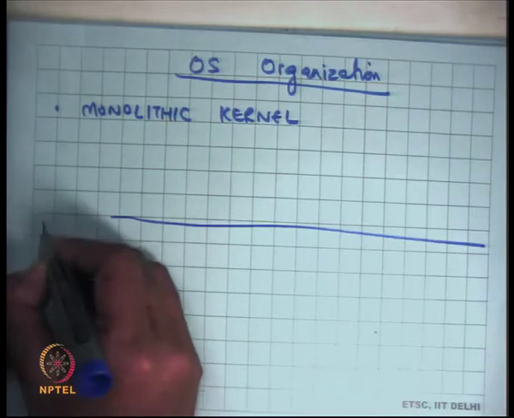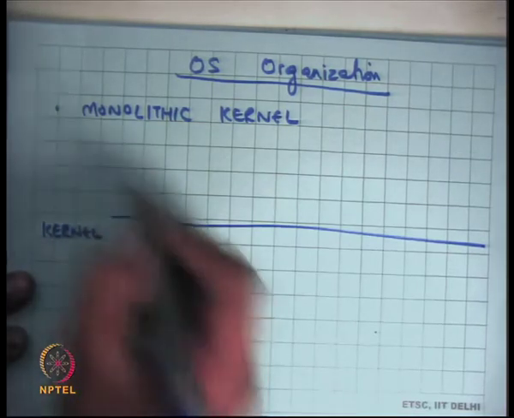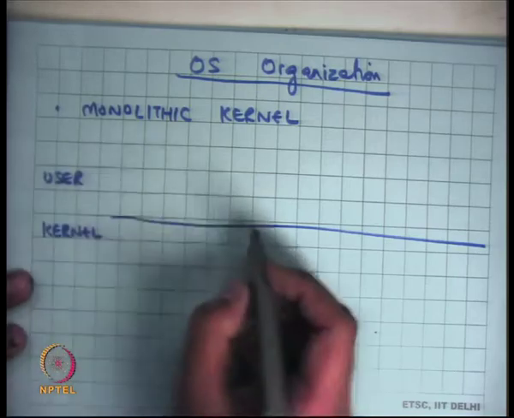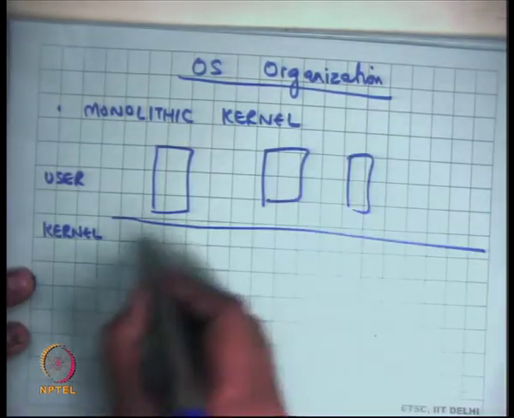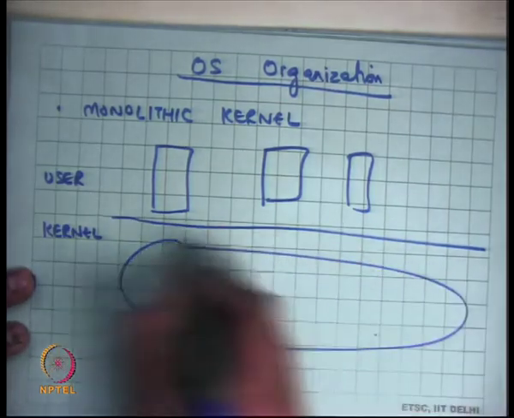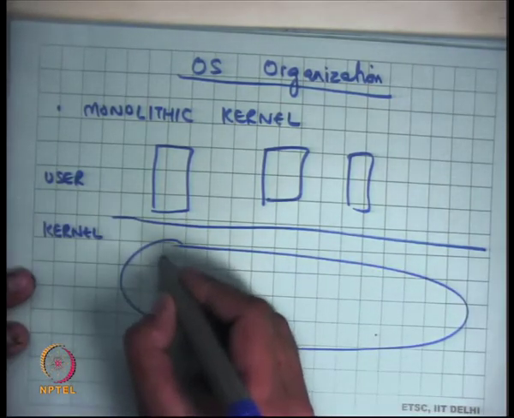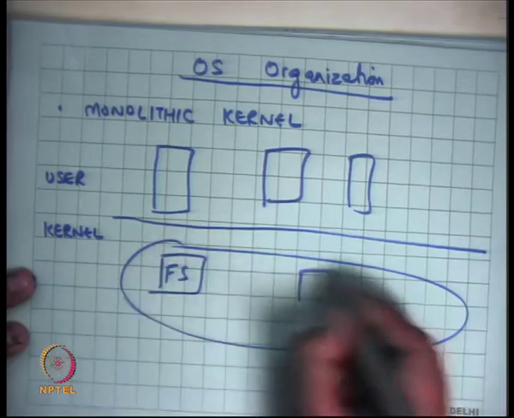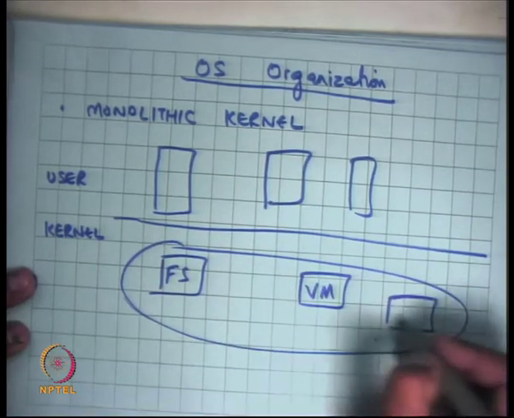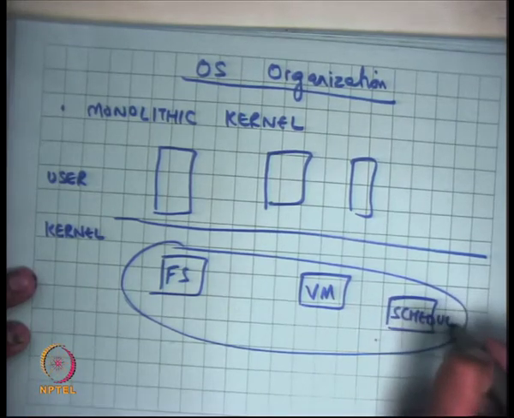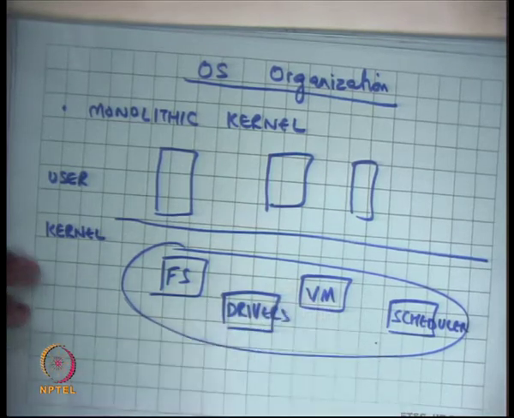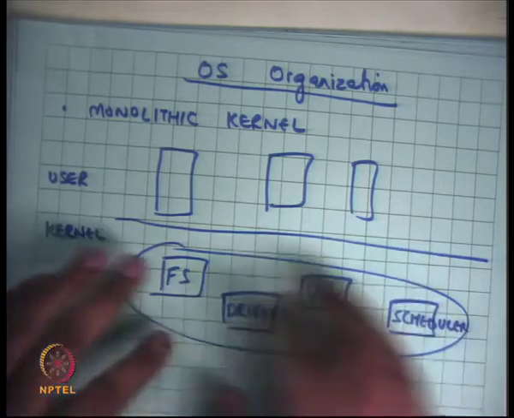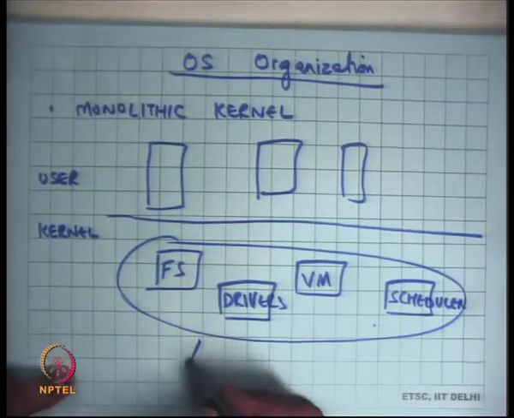There is, let's say, kernel space, and there is user space, and there are user processes which have separate address spaces, but the kernel is one giant blob, a single address space, and within this single address space there are all kinds of modules like file system, virtual memory, scheduler, drivers, and so on. So this is one big blob, and that's why it's called monolithic.